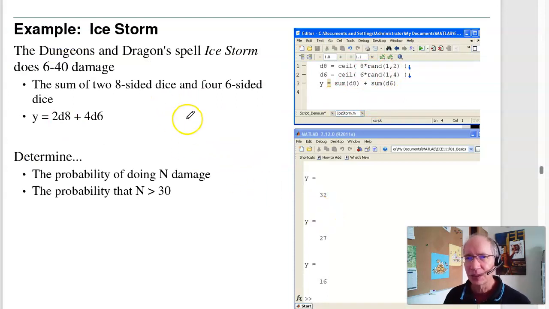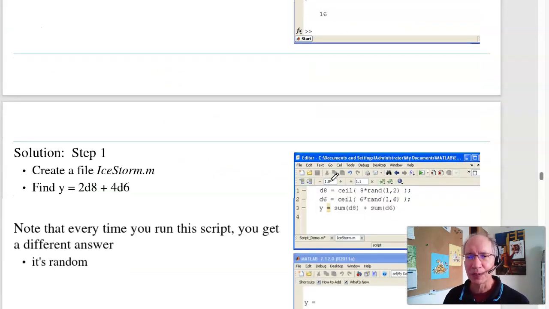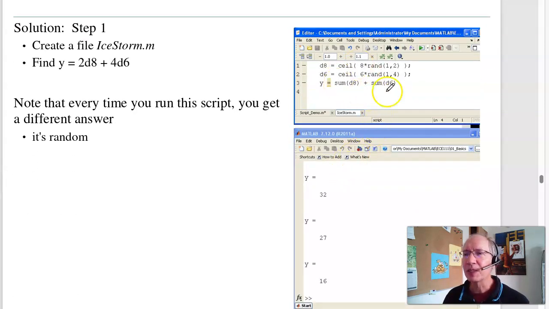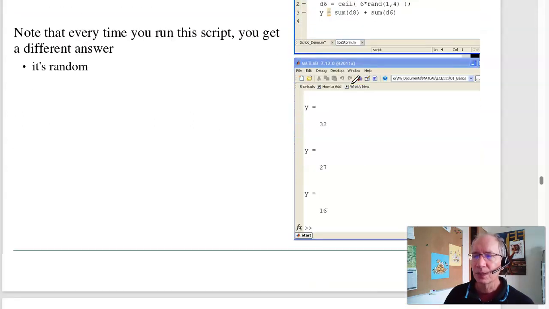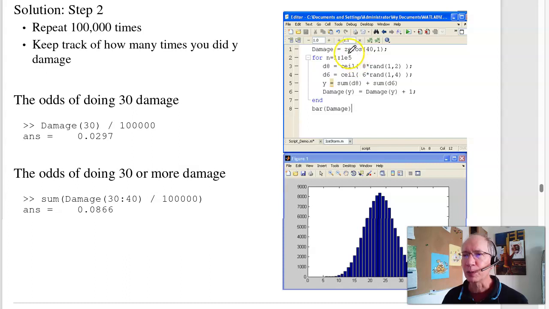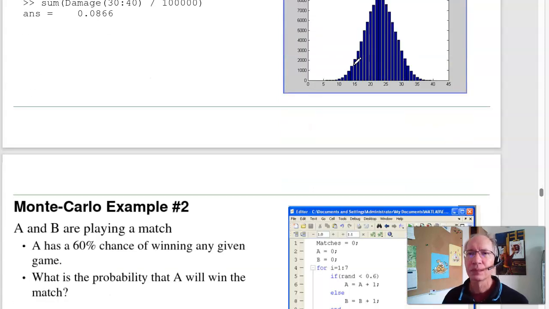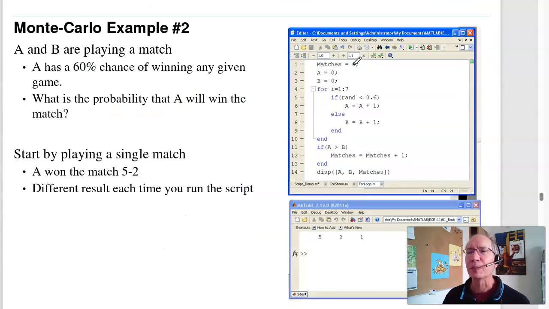Okay, so that's kind of examples of scripts. And again, the trick is to first write the code to roll the dice once. Once I get that to work, throw that in a for loop. Now repeat 100,000 times. That's the for loop. Another example. Suppose two people are playing a game of tennis. Actually, not tennis, different game. Suppose two people are playing a match. A's got a 60% chance of winning the game. What's the chance that A is going to win the match if the match is best out of 5? Okay, best out of 7.